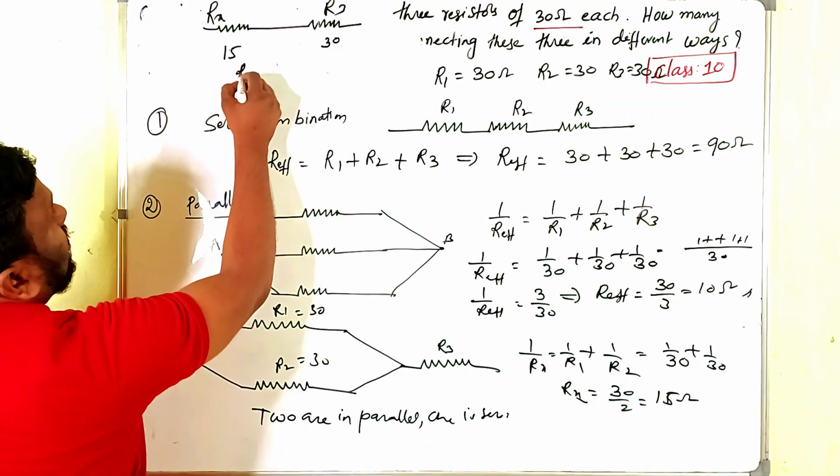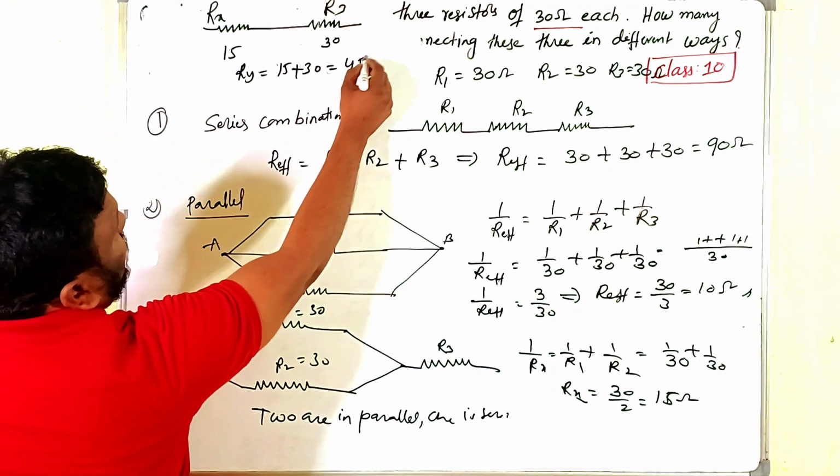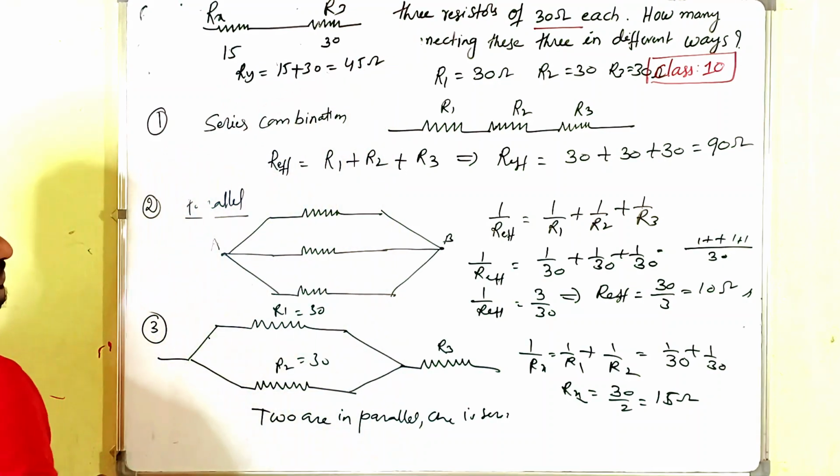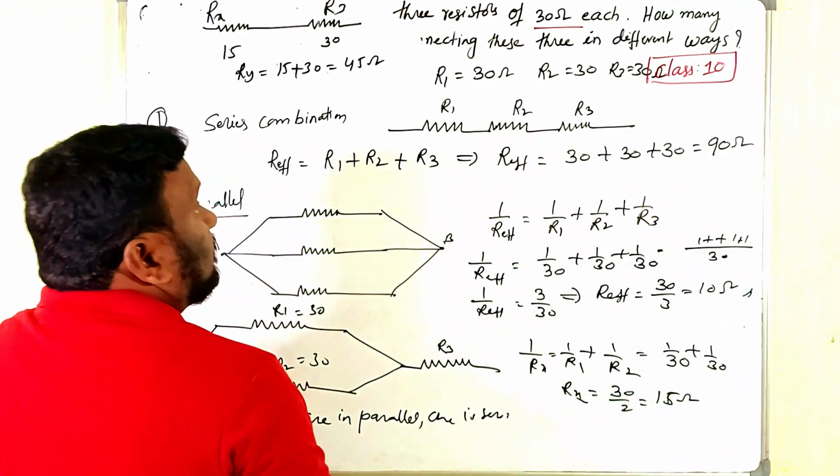Then I am going to say Ry is 15 plus 30. That is 45 ohms. This is the third explanation, children, the third way of connection. And now here, the fourth one is there.